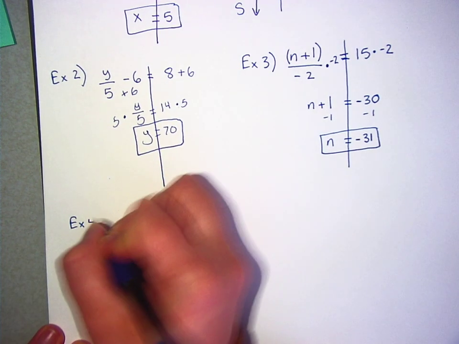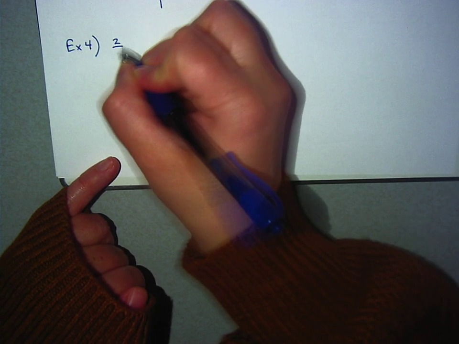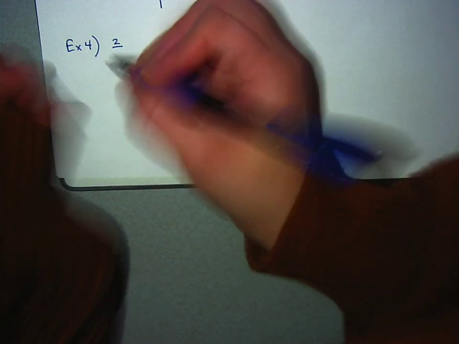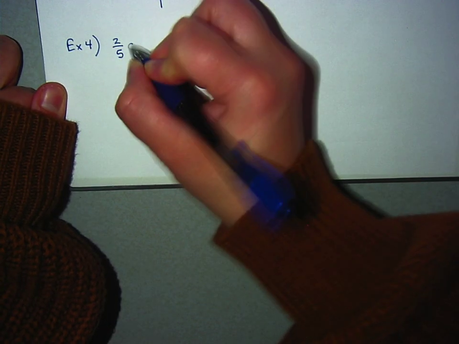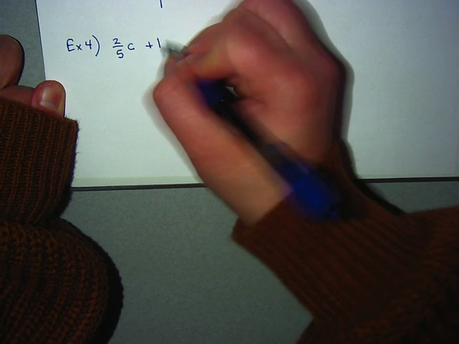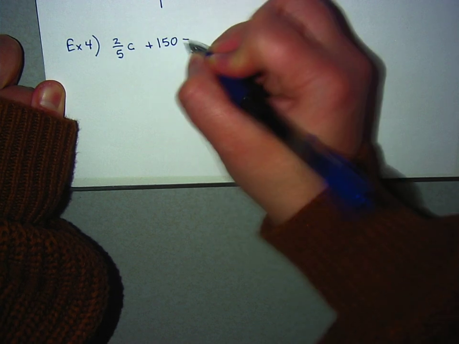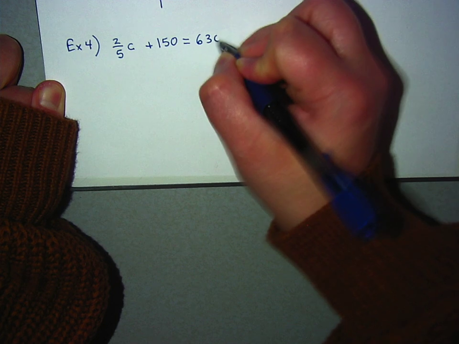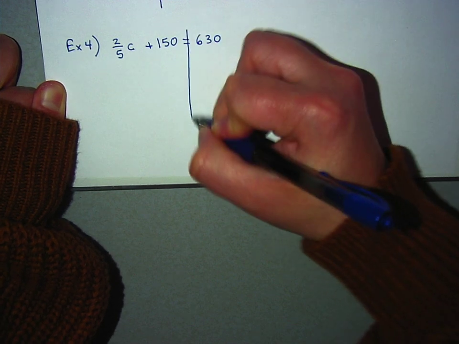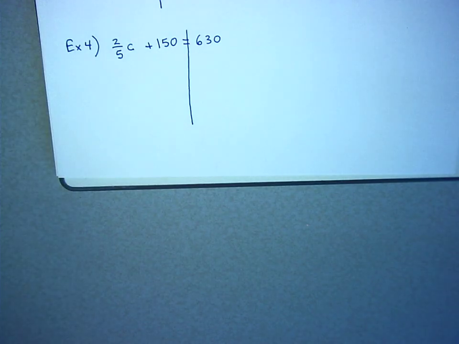All right, last one for a prize. Here we go. Example 4. Let's do 2/5 C plus 150 equals 630. Definitely going to want a calculator for this one. This is not something you'll be able to guess at, so use the procedure. Talk to each other.